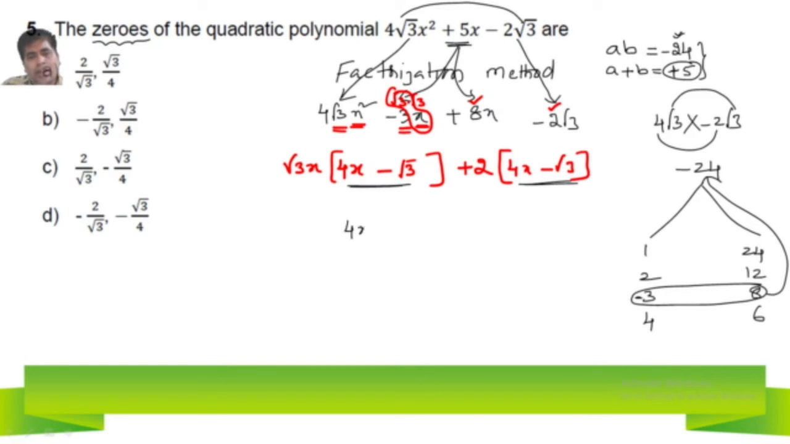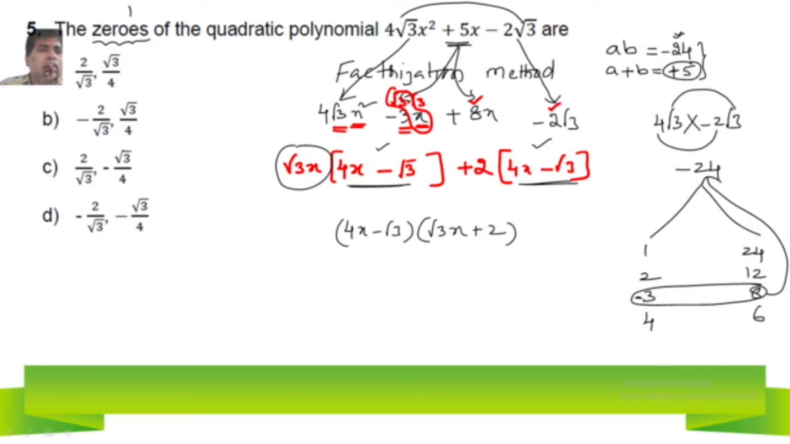So 4x minus root 3 I am taking common. Why? Because it is available in both the terms, in this term and this term. If I take it out, what is left out? Root 3x plus 2 is left out. So this is our factorization. Our factorization ends here.